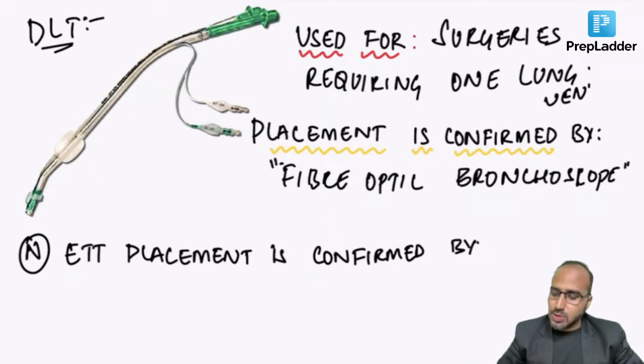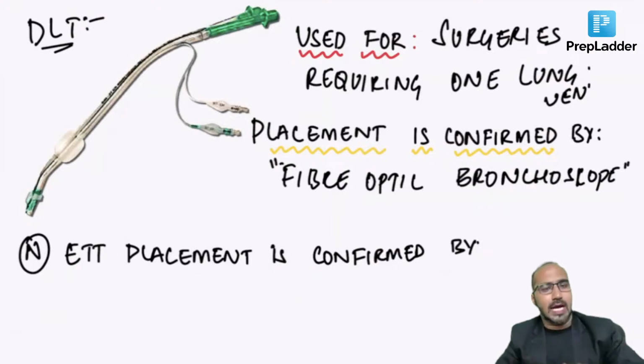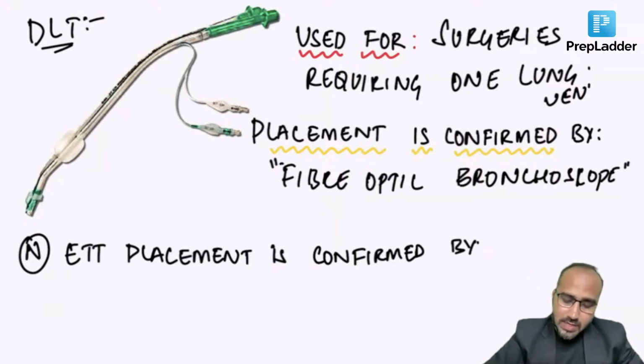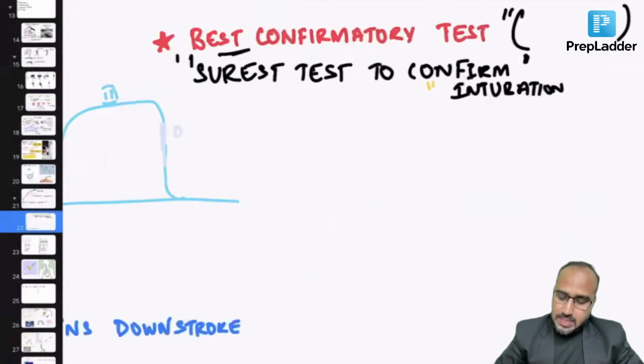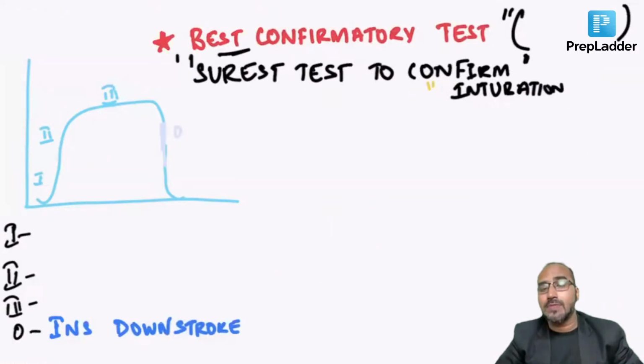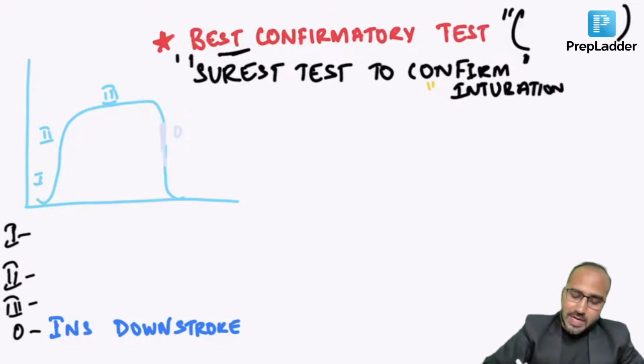Okay. Now, guys, look over here. Whereas normal endotracheal tube placement, if you place a normal endotracheal tube, how will you confirm that it is in the trachea? The best way to confirm the endotracheal intubation is what? The best test is capnograph.